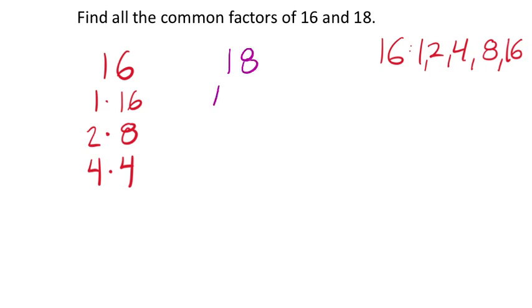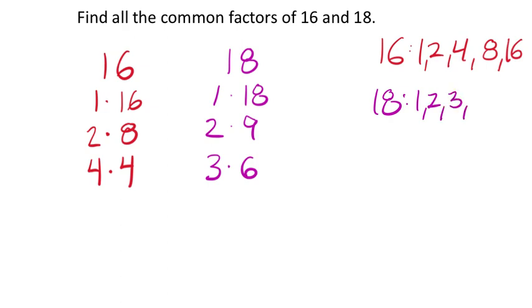Okay, so 18, of course, 1 times 18 would be 18. 18 is divisible by 2. That'd be 2 times 9. Again, this just goes back to our multiplication tables. 18 is also 3 times 6. And that's as far as we can go there. So my factors of 18 are 1, 2, 3, 6, 9, and then 18, of course.